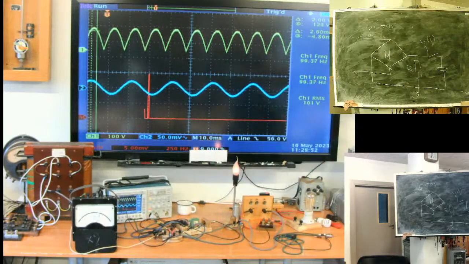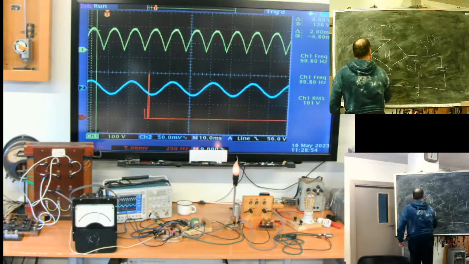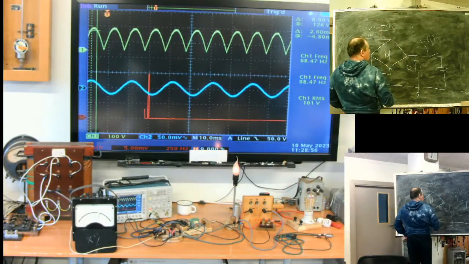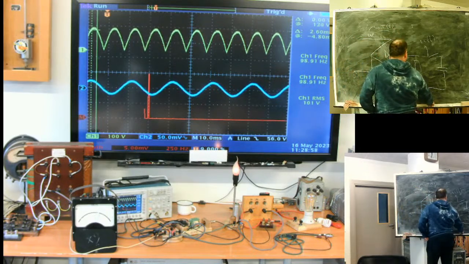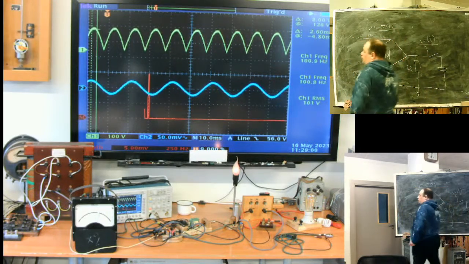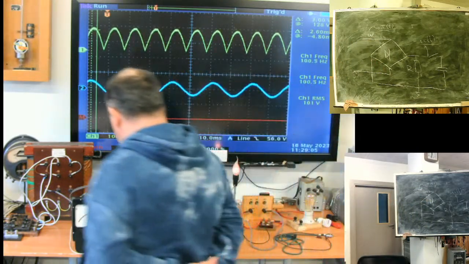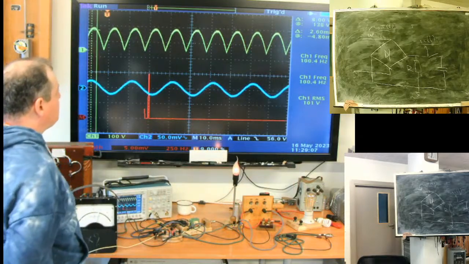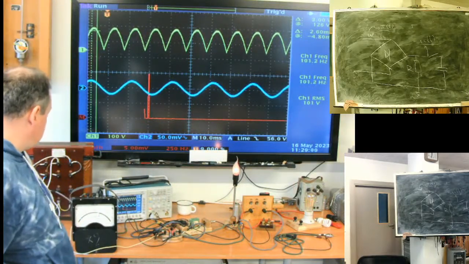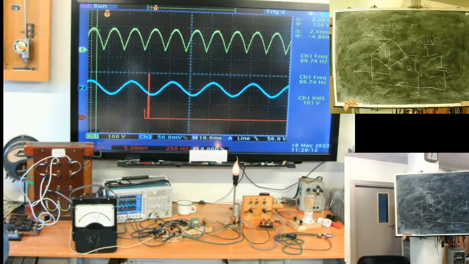Blue line is the current. Yellow line, load voltage. Effective 101, voltmeter shows 100. Something familiar? Okay, who studied power electronics? Is the picture okay, do you think?